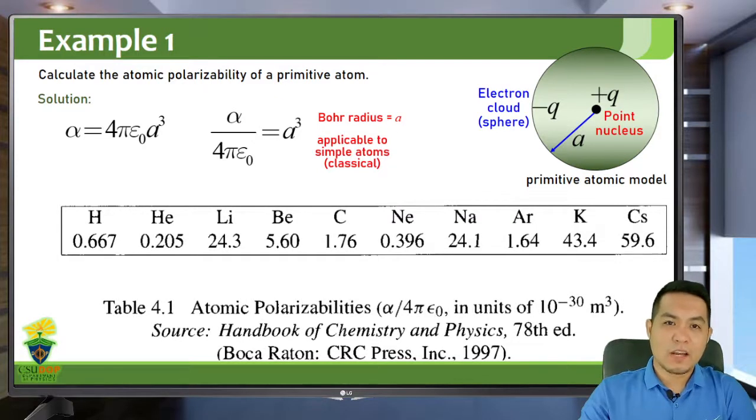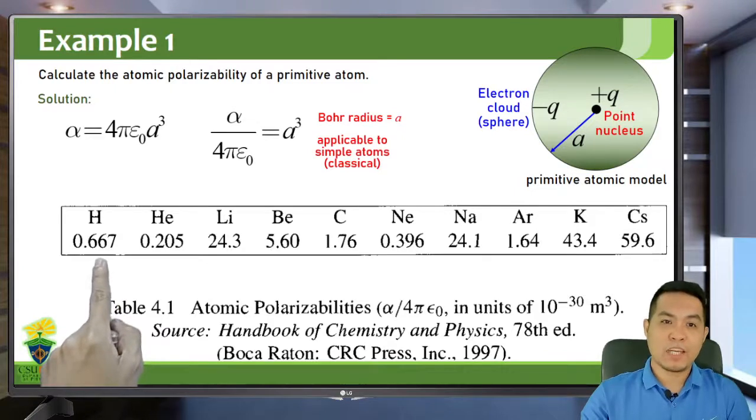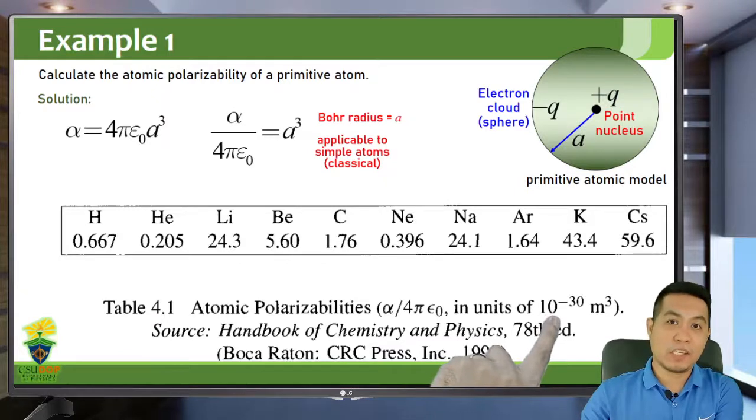So these are some of the atomic polarizabilities of different atoms, which are determined experimentally, not calculated. The atomic polarizabilities are given in terms of alpha over 4 pi epsilon naught, and the unit of that is cubic meters because that is volume, in units of 10 to the negative 30 cubic meters. For example, for hydrogen, the atomic polarizability is 0.667 times 10 to the negative 30 cubic meters.